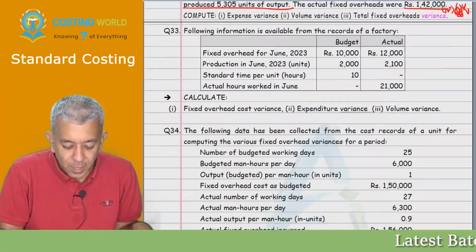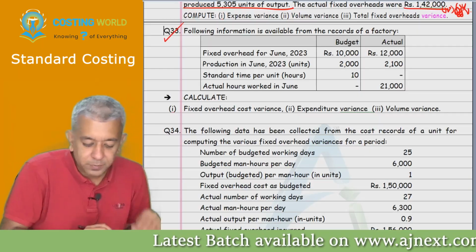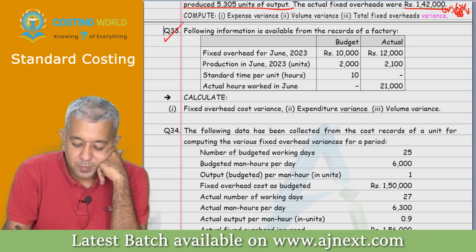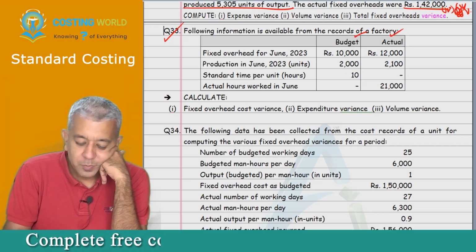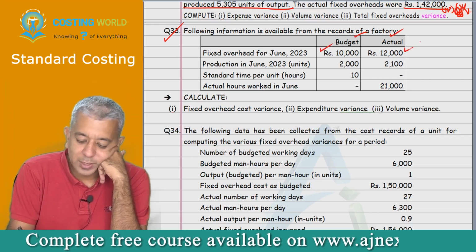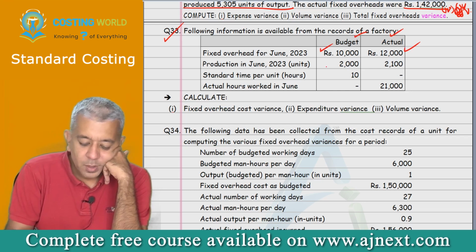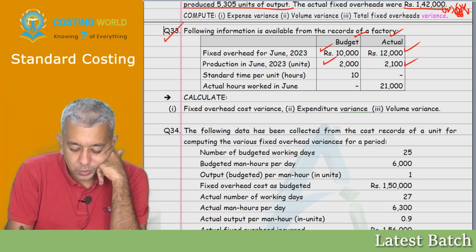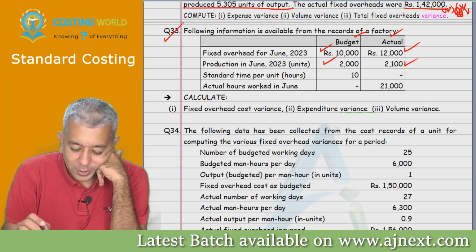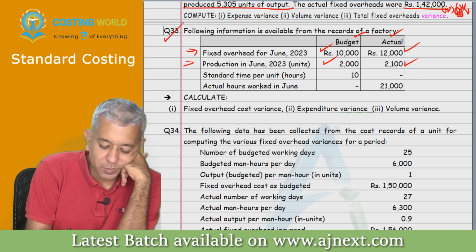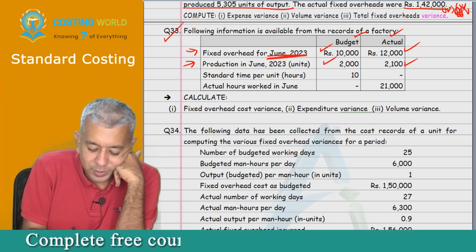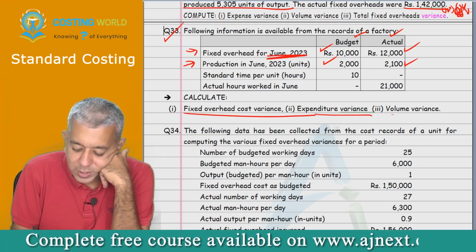Listen. Question number 33. Following information is available from the records of a factory. Budgeted data, actual data. Fixed overheads for June, 10,000, 12,000. Production in June 2023. Standard time per unit, actual hours worked. So therefore fixed overheads is given, production is given. And this is the data for June, so therefore for 1 month. Calculate fixed overheads variance, expenditure variance, volume variance.